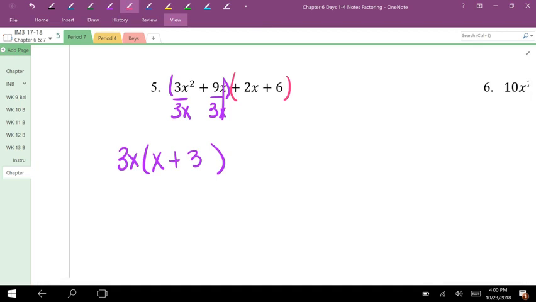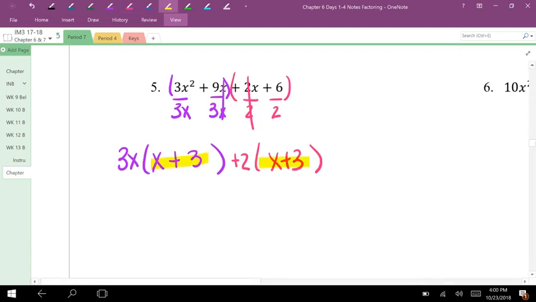Move to the pink group. The only thing that's common between 2x and 6 is going to get me 2. So my GCF for the pink group is a positive 2, and I always like to write the positive 2 because sometimes you can have minus. It's going to help us out later on. Now what's left over, again, when you divide, is just going to be x plus 3. Because 2 divided by 2 is going to cancel. 6 divided by 2 gets me 3.